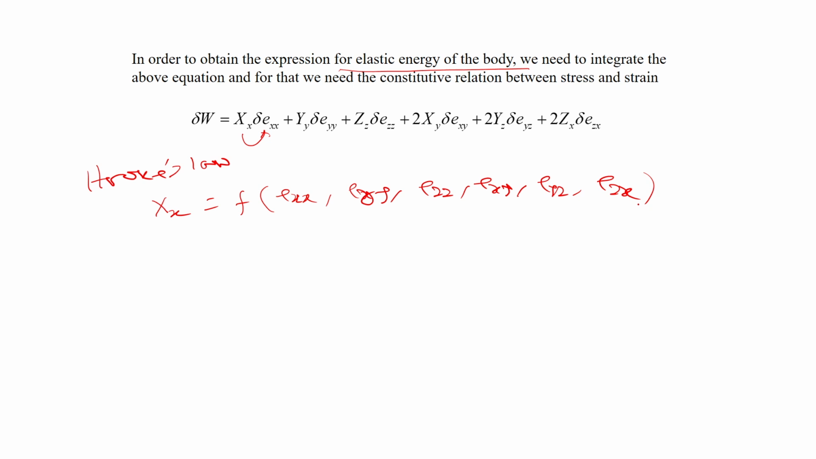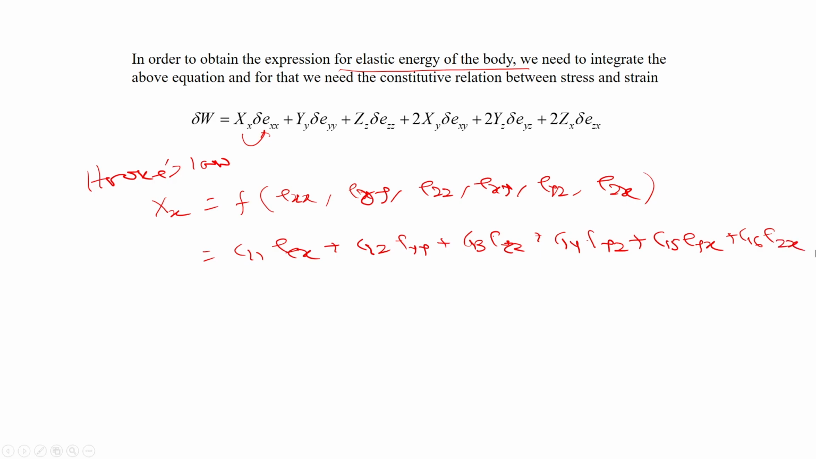In essence what it says is that σxx is equal to C11 εxx plus C12 εyy plus C13 εzz plus C14 εyz plus C15 εzx, and so on up to C16 εxy. So, this is the relation for the stress σxx component, how it is related to all the components of the strain.